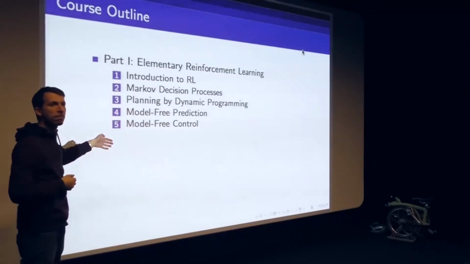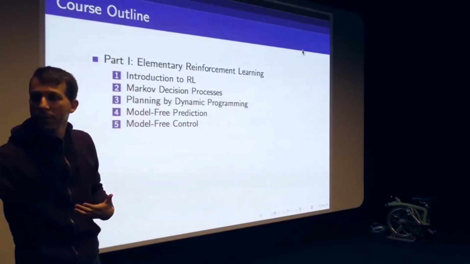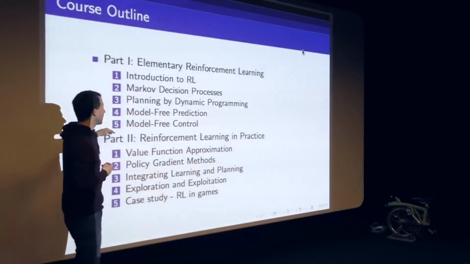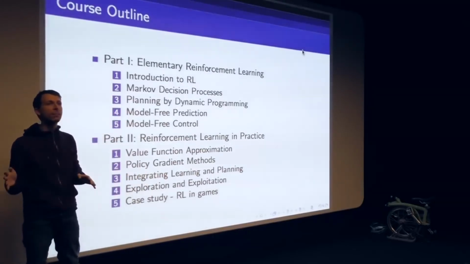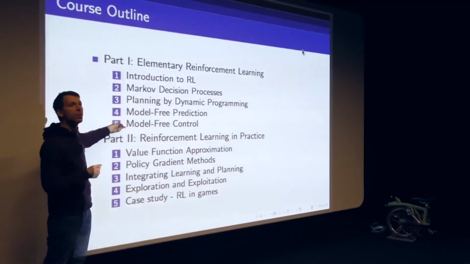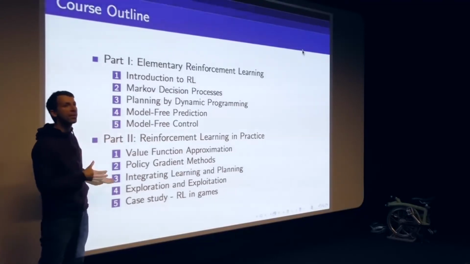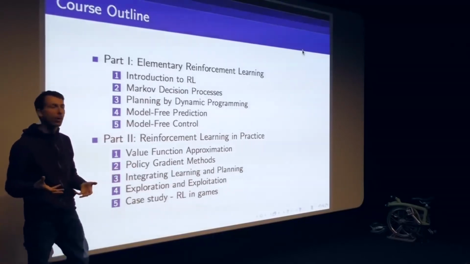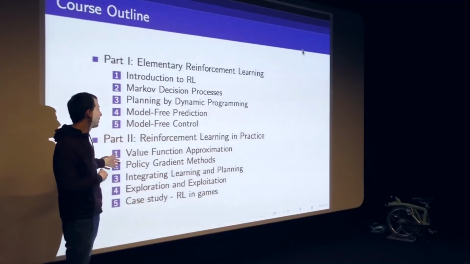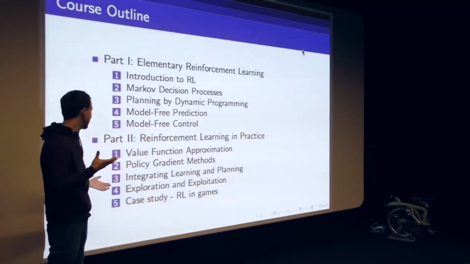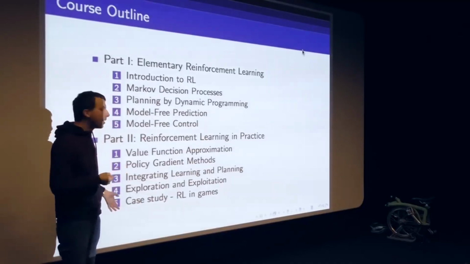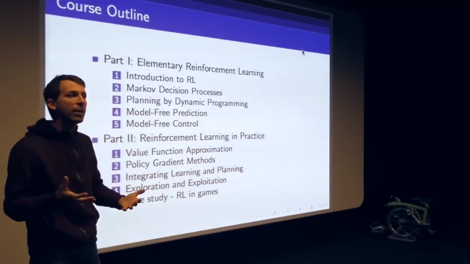In the second part of the course, we'll look at how to scale up. At the end of the first part, you won't really be able to go off and solve interesting problems. You shouldn't have that expectation. But all of the ideas which we'll learn here do scale up, and in the second part of the course, we'll understand how they scale up and apply to more interesting problems by using value function approximation, policy gradient methods, integrating learning and planning using more sophisticated approaches, and solving the exploration-exploitation problem. And that's where things will become interesting.